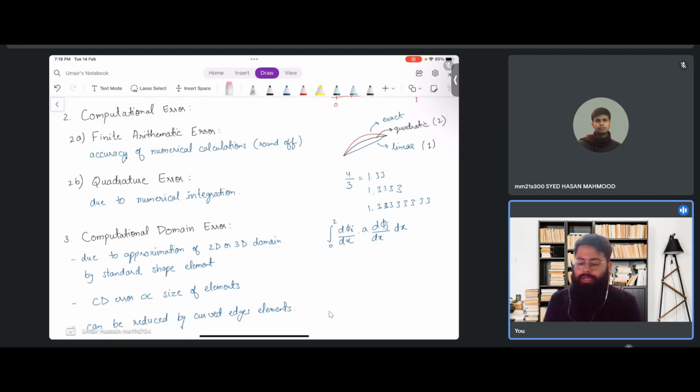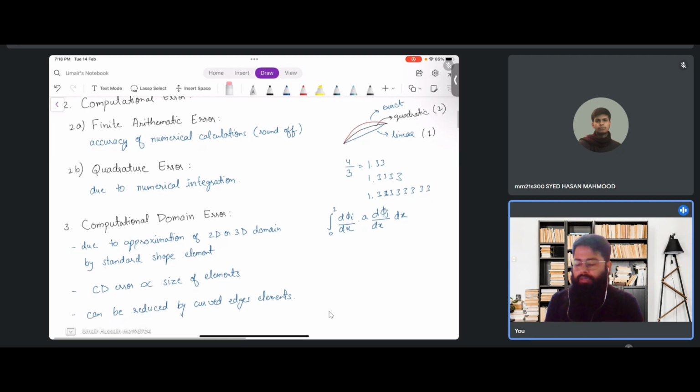Since it's a numerical method again to solve these integrations, it's bound to have some error, some inaccuracy. To some extent, it would give you an exact solution if these phi are simple polynomials. But if the integrand becomes something other than a polynomial, there will be a lot of error there. So that is the error associated with quadrature or numerical integration.